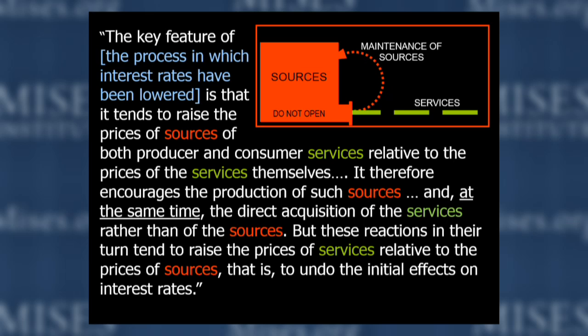It therefore encourages the production of such sources, and at the same time, the direct acquisition of the services rather than of the sources. But these reactions in their turn tend to raise the price of services relative to the price of sources, so as to undo the initial effects of the interest rate. So in other words, in no time, the interest rate, if it went down, would be back up in no time because of services. And that's Friedman, okay?